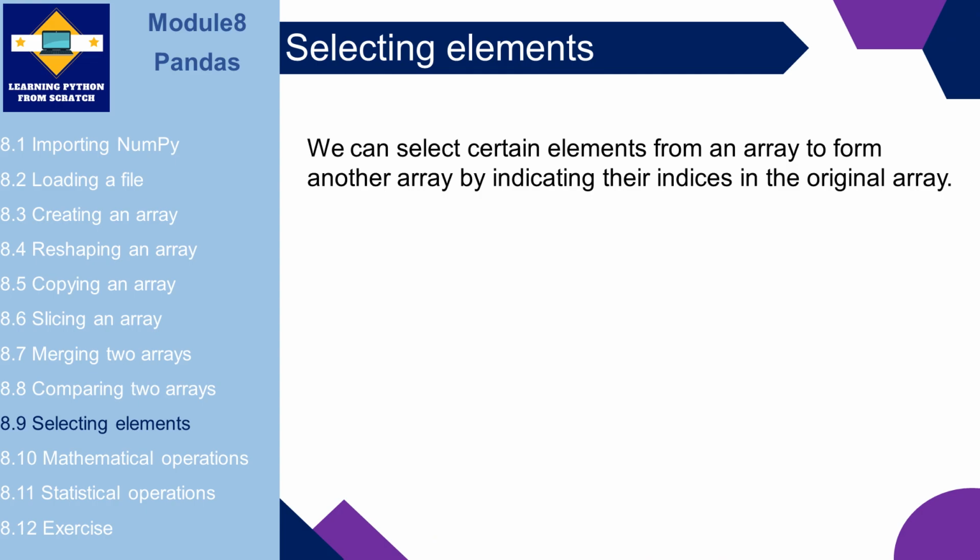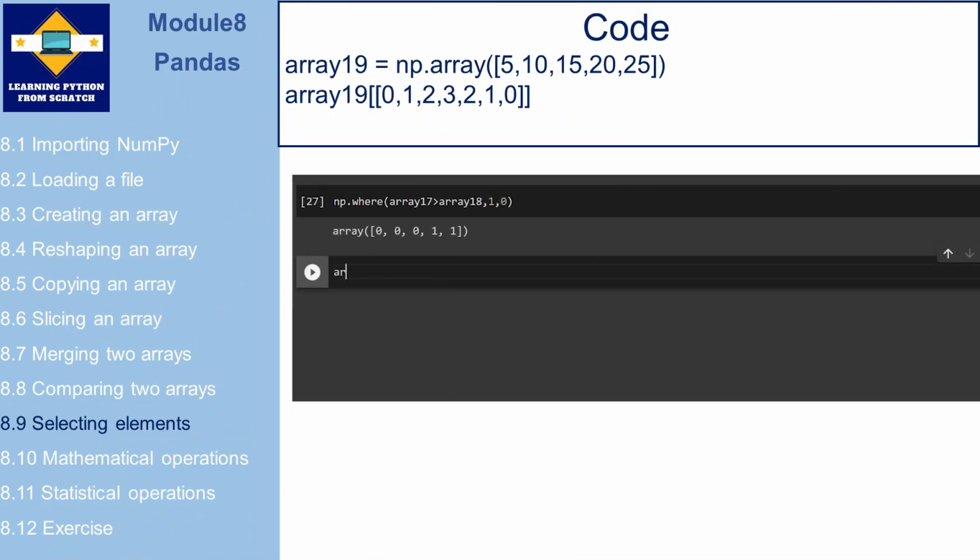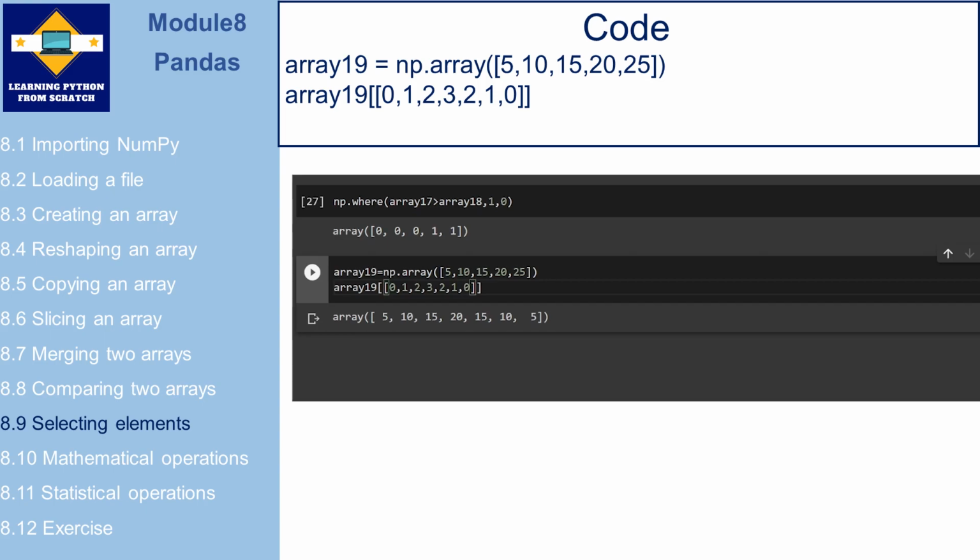We can select certain elements from an array to form another array by indicating their indices in the original array. Let's try a one-dimensional array. Here we type array 19 equal numpy.array 5, 10, 15, 20, 25. So you know that index 0 is 5. And then we type array 19. We want to get numbers with index 0, 1, 2, 3, 2, 1, and 0. So we are going to get the first number, second number, third and fourth number, and then third, second, and the first number.